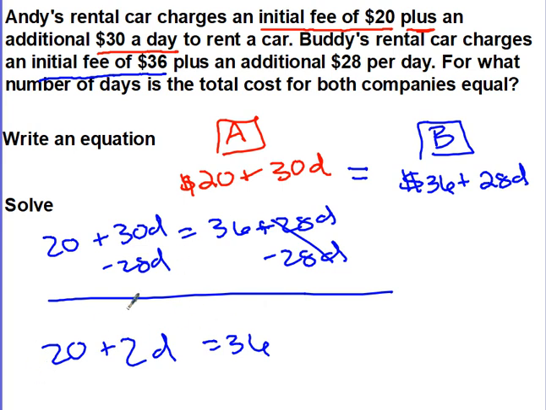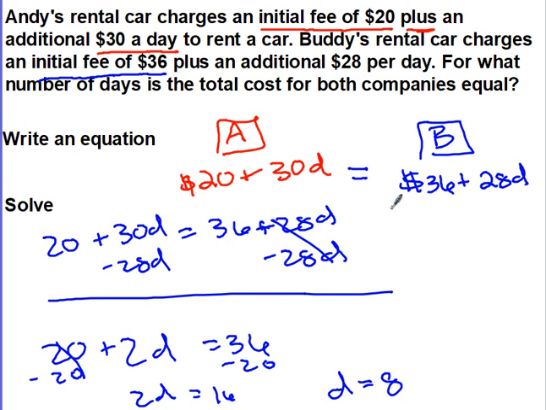And then I ran out of space, but we'll make this work. Subtract 20 from both sides to get rid of this positive 20. I'm left with 2D equals 16. And so then I would divide both sides by 2, and D equals 8, because 2 times 8 equals 16. So that means that if I rented a car from Andy's rental car company for 8 days, it would be the same price as renting a car from Buddy's rental car company for 8 days as well.